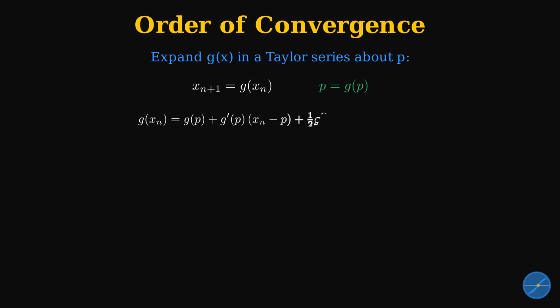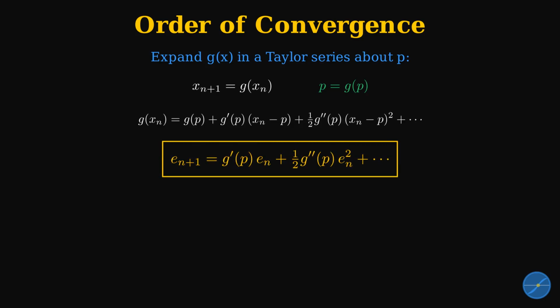The Taylor expansion of g of x_n about p reads as follows. Now subtract p from both sides. On the left, g of x_n minus p is just e_{n+1}, and x_n minus p is e_n. This one relation contains the whole story. Everything now depends on g prime of p.